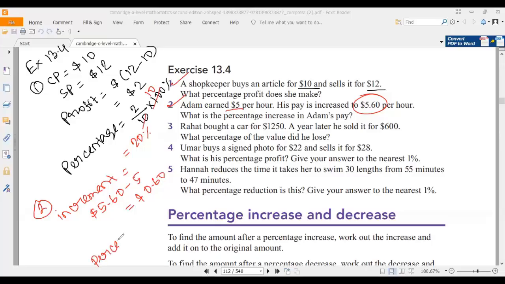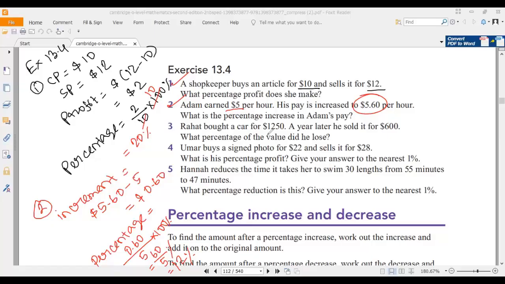So percentage will be 0.60 divided by 5 multiplied by 100%. Okay. Now, how can you solve? 0.60 multiplied by 100 will be 60 divided by 5. Okay. So answer will be 12%.